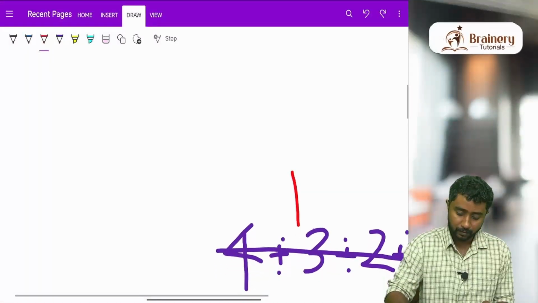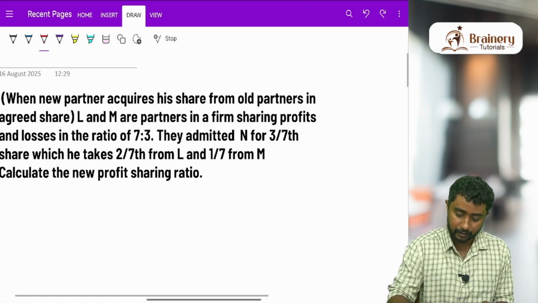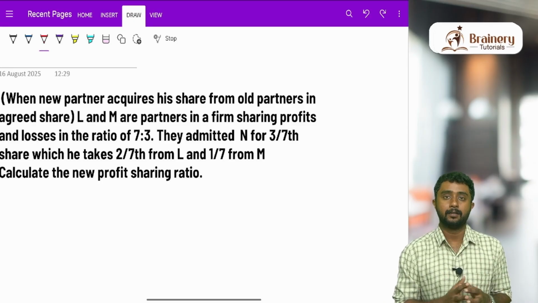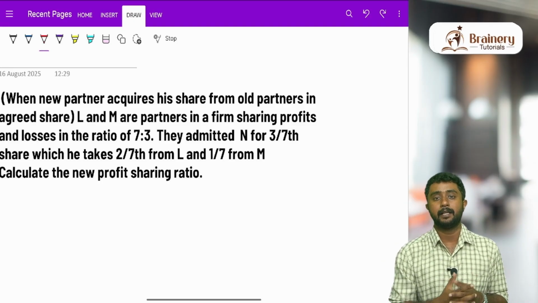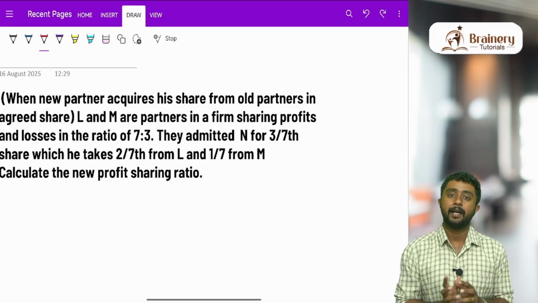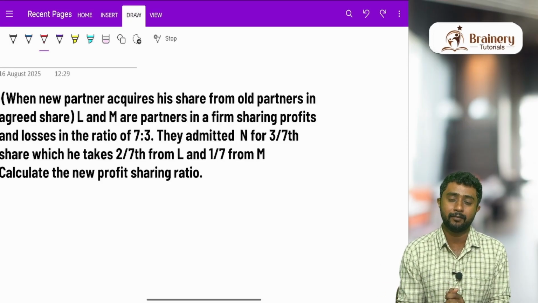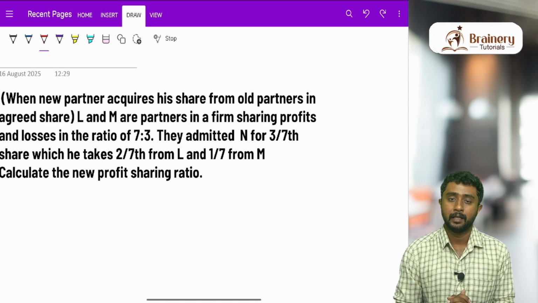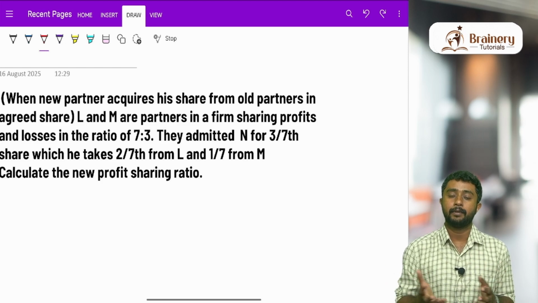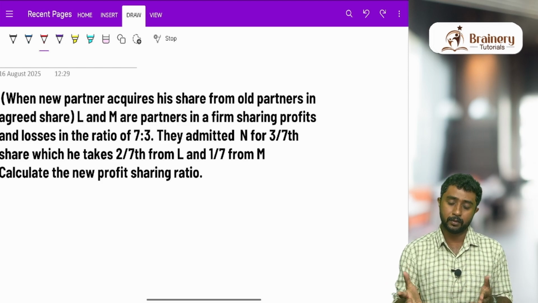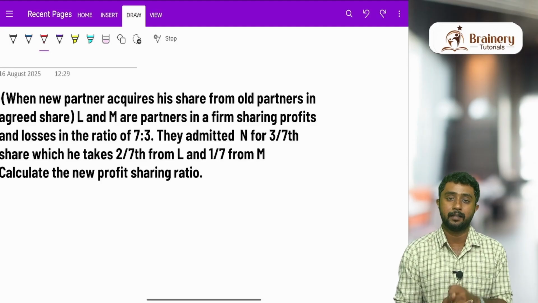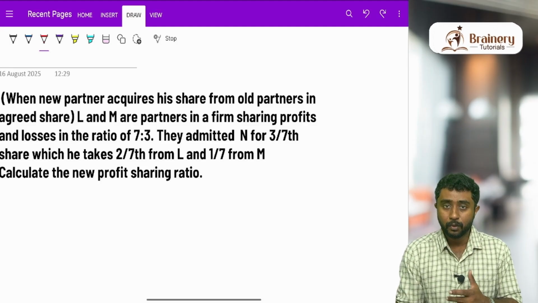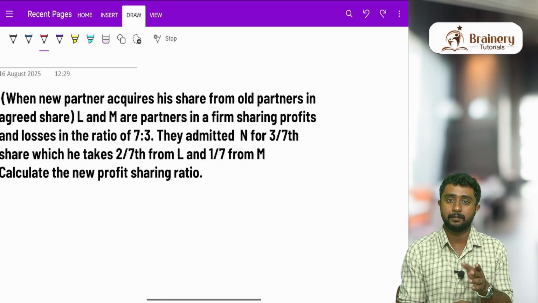Why are these kinds of questions important? Because this is not a question that comes just for 1 or 3 marks. It may come even in a 6-mark question when you are preparing the revaluation account or balance sheet of the partners. So revaluation account, capital account and balance sheet of the partners. In those situations also, for certain calculations like distributing goodwill, that means the compensation between the partners.